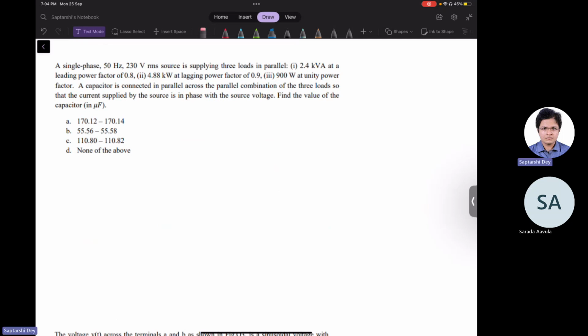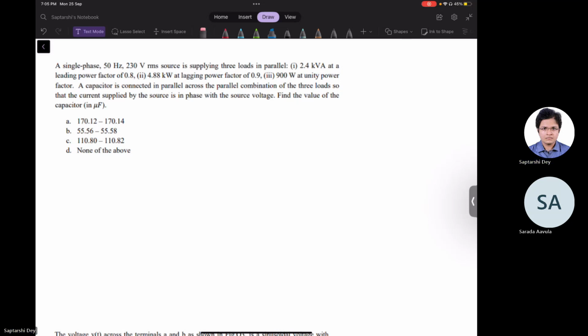The question says, okay, a single phase 50 hertz 230 volt RMS, even if they do not mention RMS, it is RMS, you know, is supplying three loads in parallel. Oh, this one is interesting question. Parallel, 2.4 kVA at leading power factor of 0.8, 4.88 kilowatt at lagging power factor of 0.9, 900 watt at unity power factor.